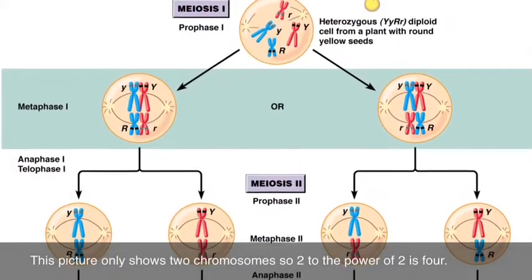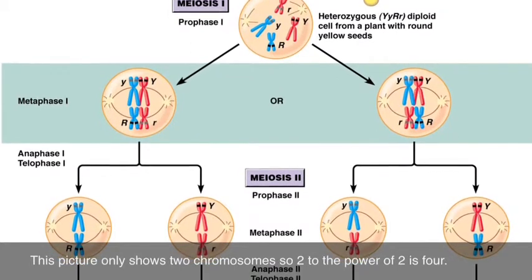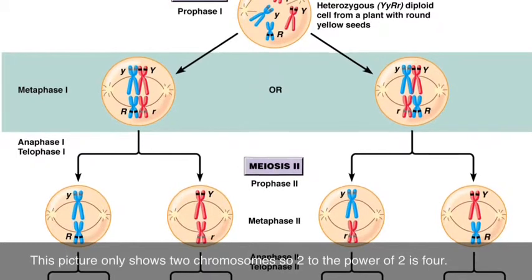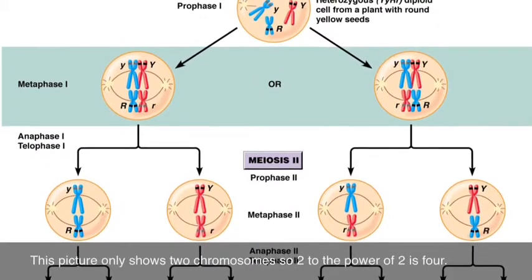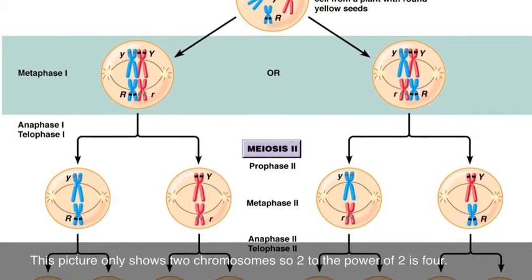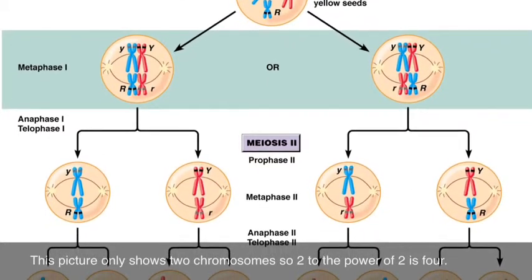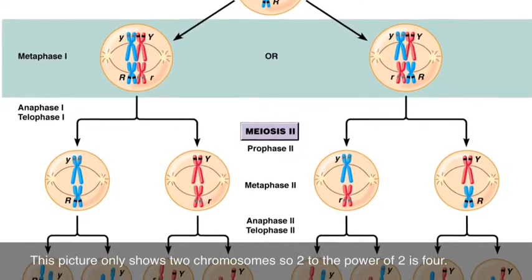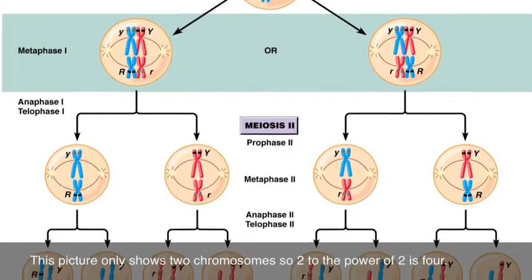Independent assortment is the random arrangement of chromosomes during metaphase I. At this stage, the homologous pairs are at the metaphase plate and have one chromosome from each parent. Each of the pairs can go to either pole, and this creates many possible combinations for the chromosomes in each daughter cell. There are two possible arrangements for each pair, so the number of combinations is 2 to the n power, if n is the haploid number.